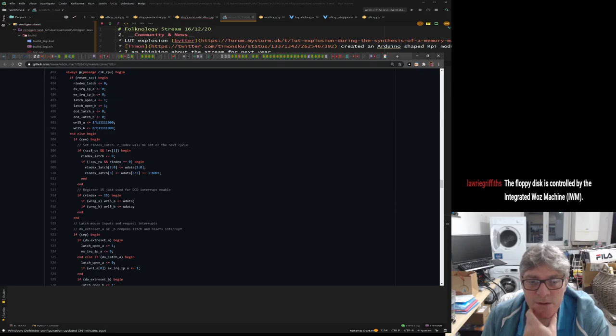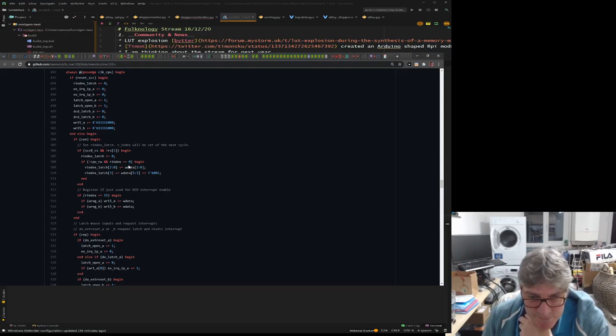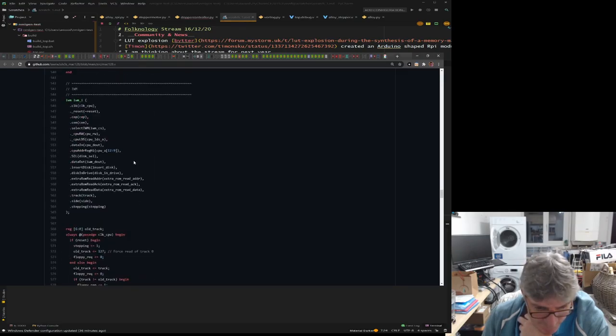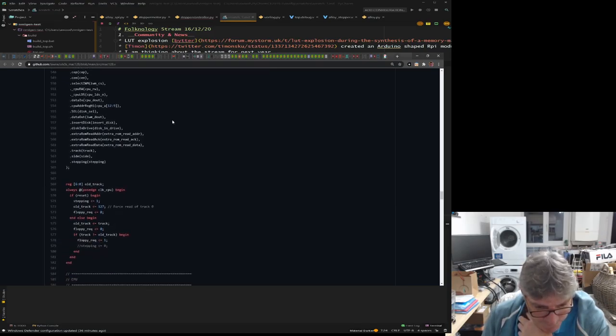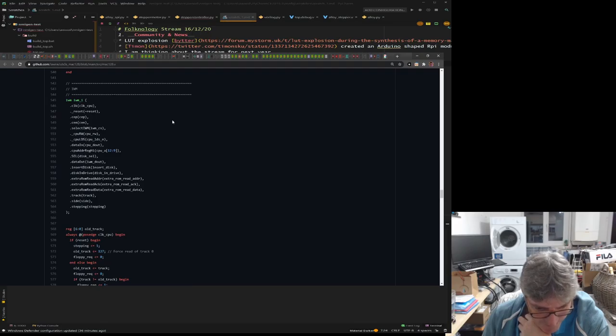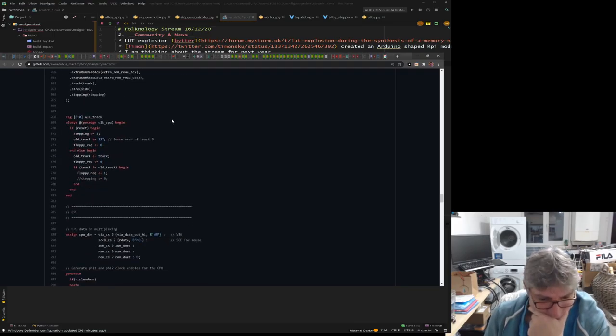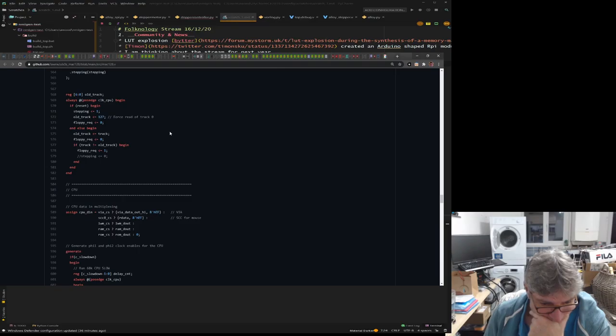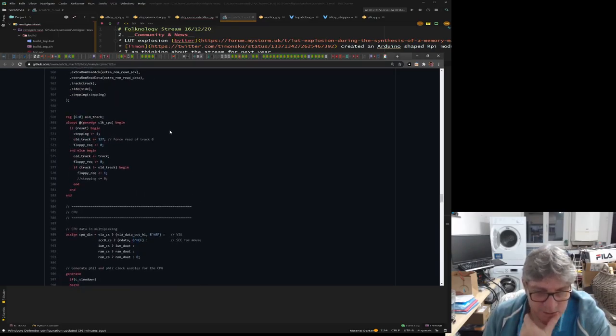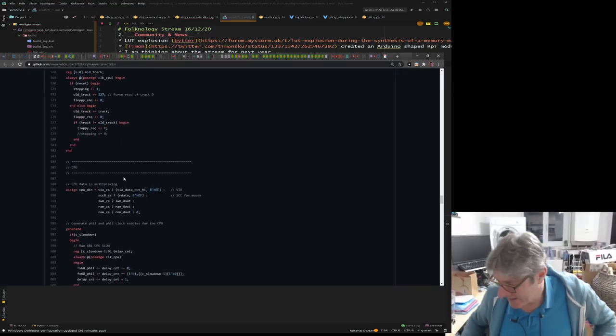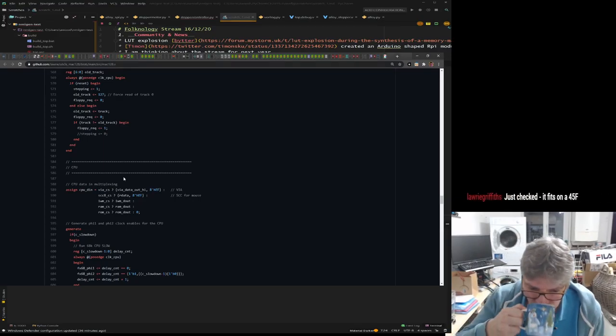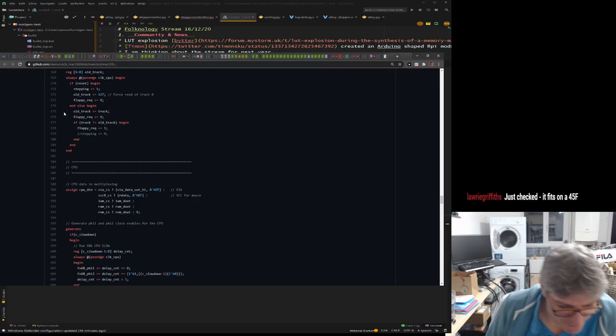When the ROM does a step of the track, the motor, it sends a request to the ESP32. The floppy disk is controlled by the integrated Woz machine. That's what this is, right? The integrated Woz machine. So was learning about the steppers useful then? I don't expect their steppers work quite the same as ours. Our examples.